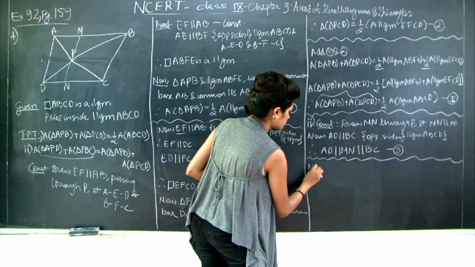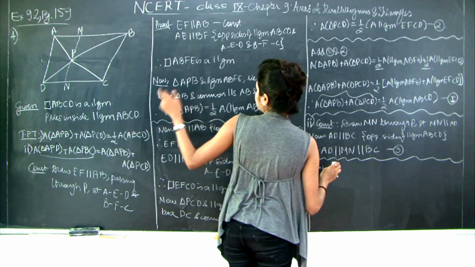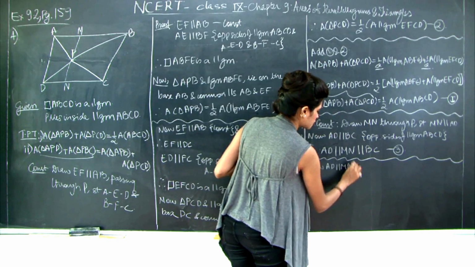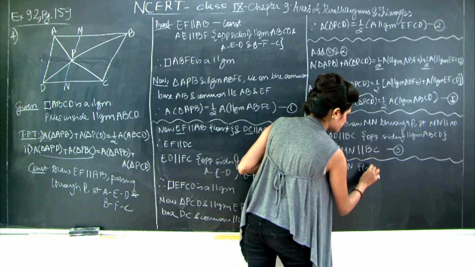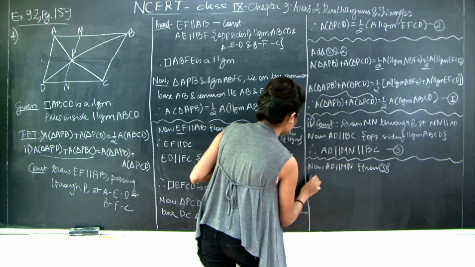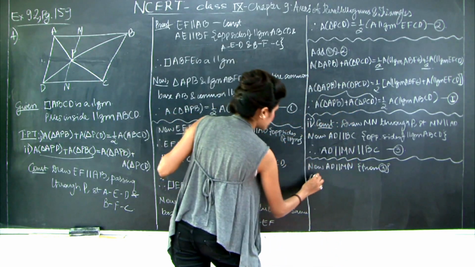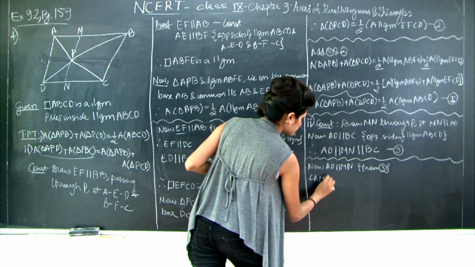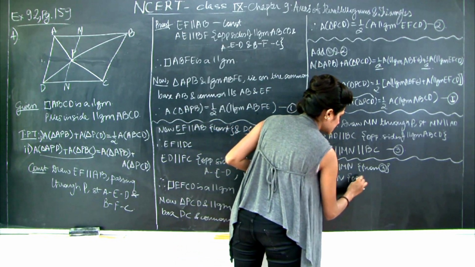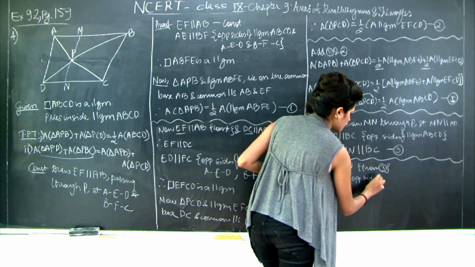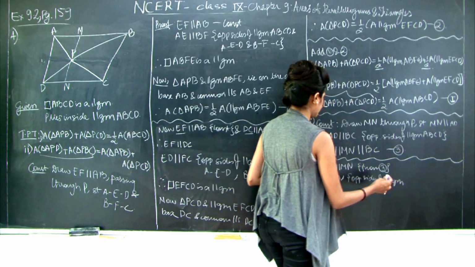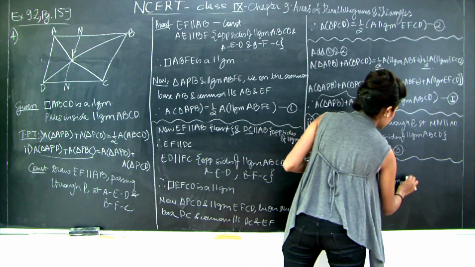Now, AD is parallel to MN from 3, and I have AM is parallel to DN. Why? Because opposite sides of parallelogram ABCD.